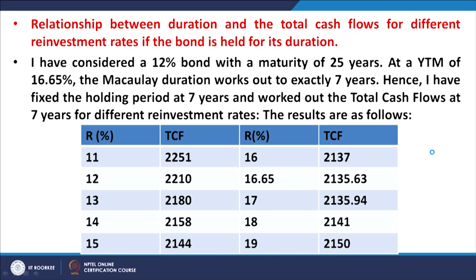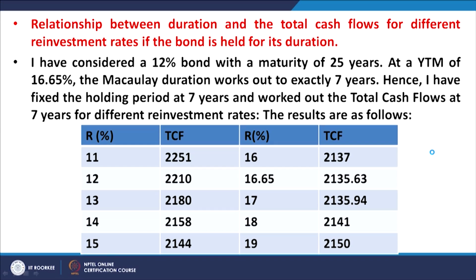And then I have worked out the total cash flows corresponding to different reinvestment rates. So, I repeat, what I have done is I have taken a bond, the life of the bond is 25 years, the coupon rate is 12%, the current yield or the current market interest rate is 16.65%, and based on the current yield, if I work out the duration of the bond, I find that it is exactly 7 years. So, what do I do? I fix the holding period at 7 years. And then on that basis, I work out the total cash flows at different reinvestment rates. The table gives us the results of this computation.